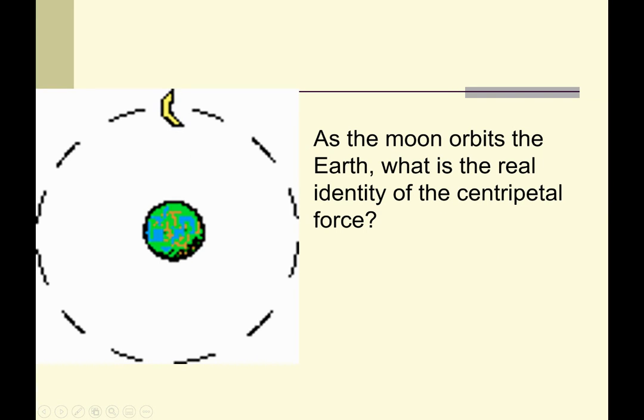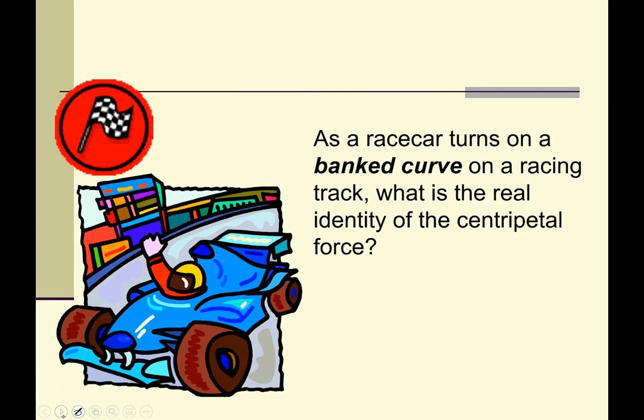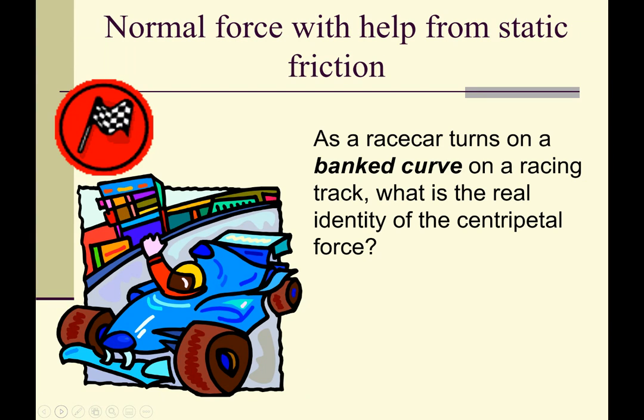What about here? As the moon orbits the Earth, what is the real identity of the centripetal force? Gravity, gravitational force. As a race car turns on a banked curve on a racing track, what is the real identity of that centripetal force? Think about it. It's a banked curve, so what kind of forces are acting on it? Believe it or not, that's going to be a combination of your normal force with the help of static friction. The static friction keeps it from sliding off the track, and the normal force is that support force from the track.